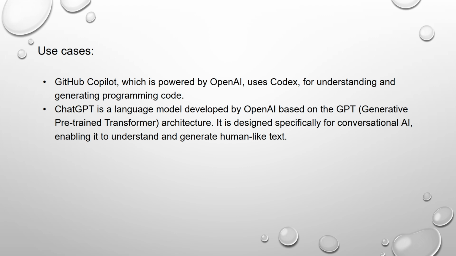Now, GitHub Copilot, which is powered by OpenAI, is used to generate code. ChatGPT, as we all know, is a large language model and is used for natural language processing and to generate human-like text. So those are examples of generative AI.